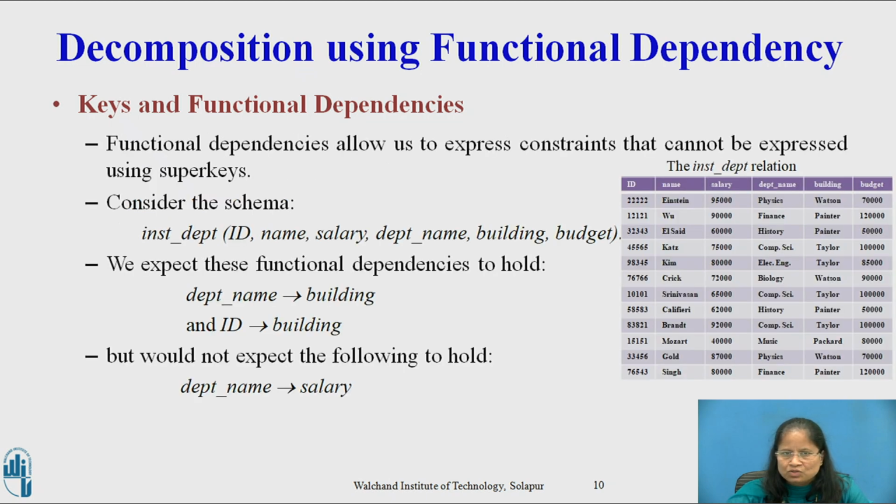Functional dependencies also allow us to express constraints that cannot be expressed using superkeys. Consider the schema instructor department with the attributes ID, name, salary, department name, building and budget. We expect these functional dependencies to hold, that is, department name functionally determines building and ID functionally determines building, but we would not expect the following to hold, that is, department name functionally determines salary, as a particular department may have different salary values.